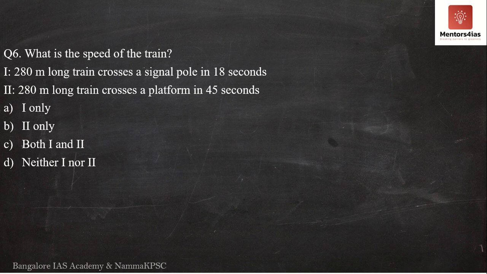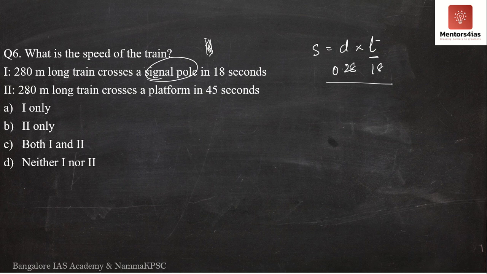Now, question 6 says, what is the speed of the train? It only says what is the speed of the train. The first statement says it is a 280 meters long train which crosses a signal post in 18 seconds. So, in order to determine speed, I need distance and time. If you take the first statement, a 280 meters long train crosses a signal pole in 18 seconds. Do I have time? Yes, it is 18 seconds. Do I have distance? Yes, it is the length of the train itself. A signal pole will not have considerable length. It is negligible. Therefore, speed is nothing but distance by time. We are able to find out the speed of the train.